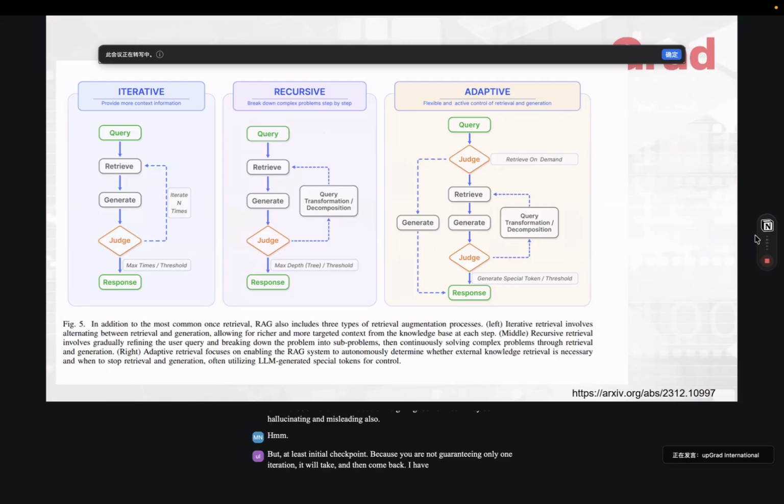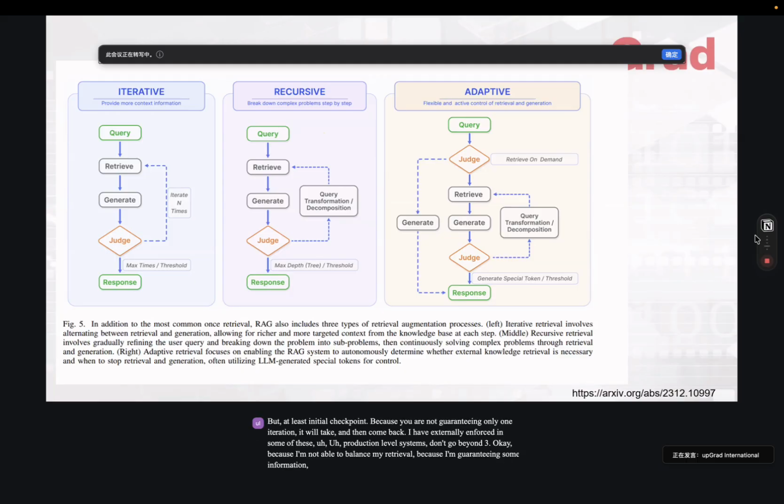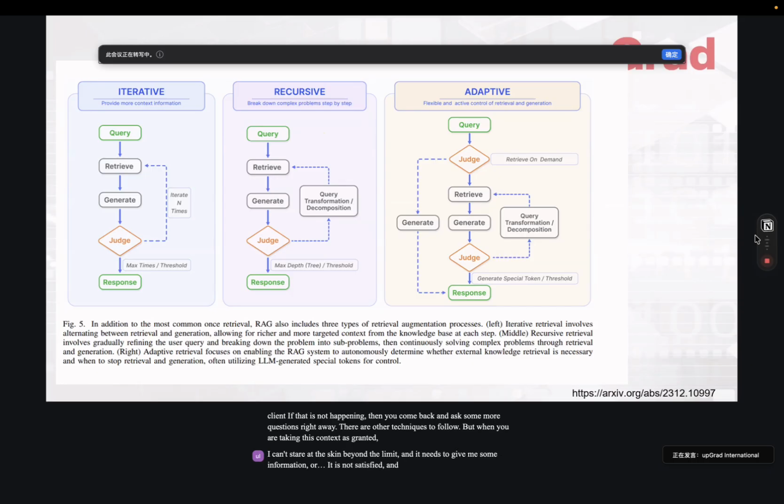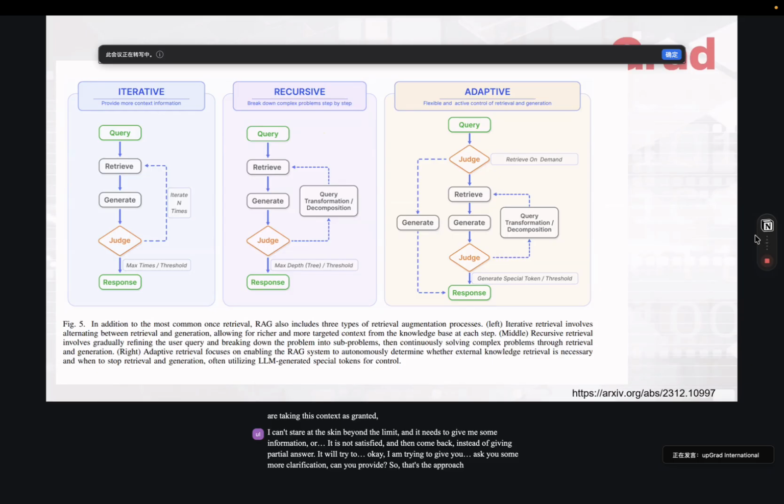In some of these production-level systems, I have externally enforced: don't go beyond 3 iterations. I am not able to balance my retrieval, because I am guaranteeing some information within a certain number of seconds to the customer or the client. If that is not happening, then you come back and ask some more questions in an iterative way. There are other techniques to follow. But I can't stare at the screen beyond a limit, and it needs to give me some information, or if it is not satisfied, come back instead of giving a partial answer. It will say, I am trying to give you an answer, but can you provide some more clarification? That's the approach we have practically followed.